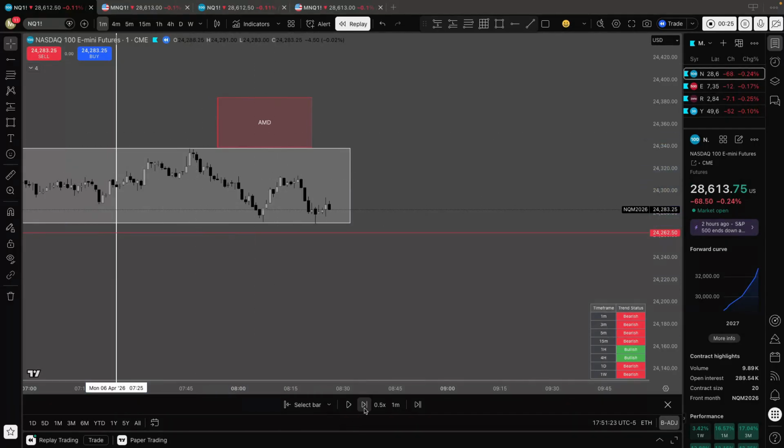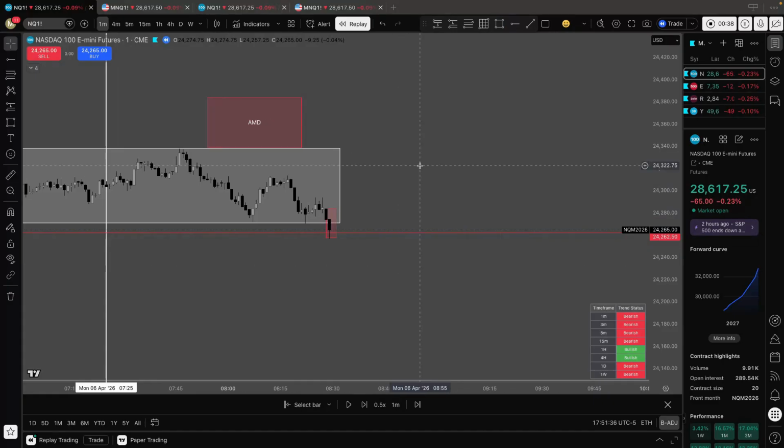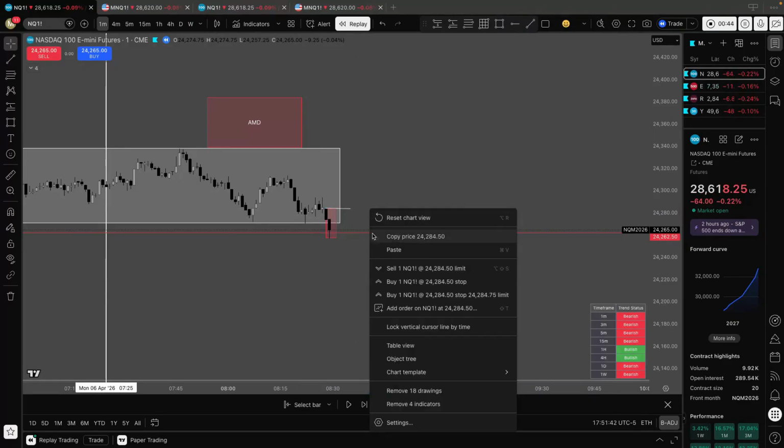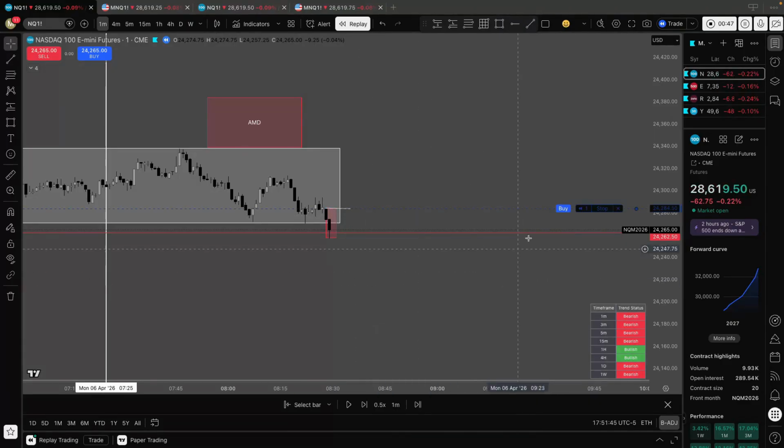Let's let price play for a little bit. We get our manipulation right to the downside. Now, what are we waiting for? We're waiting for a CISD to enter right here. That's where we want to enter. So we will set a buy right there.